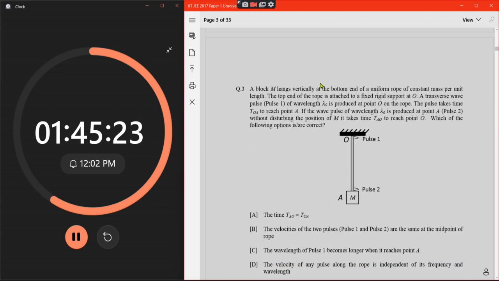A block of mass m hangs vertically at the bottom end of the uniform rope of constant mass per unit length. The top end of the rope is attached to a fixed rigid support at O. Transverse wave pulse 1 of wavelength lambda naught is produced at point O of the rope. The pulse takes some time to reach A.